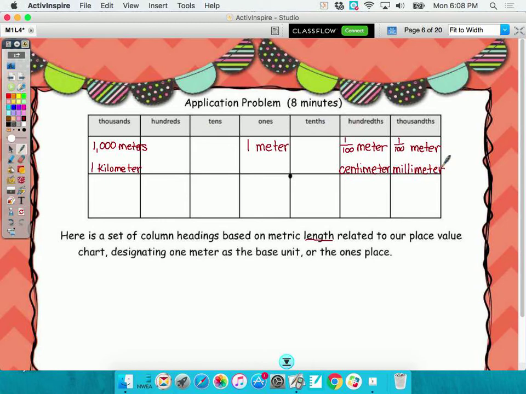Now, how would I write these in decimal form? Well, let's start with 1/100th of a meter. How would I write that in decimal form? Well, you already know how to write 100th. Pretty simple. How would I write 1/1,000th of a meter in decimal form? Okay, so that's pretty much the place value chart that we're going to use this year in 5th grade when we're talking about metric measurements.